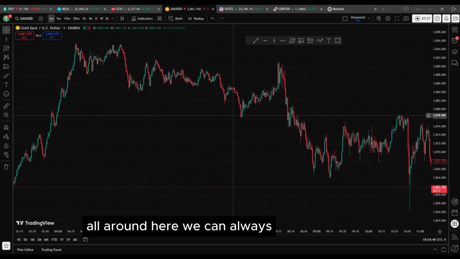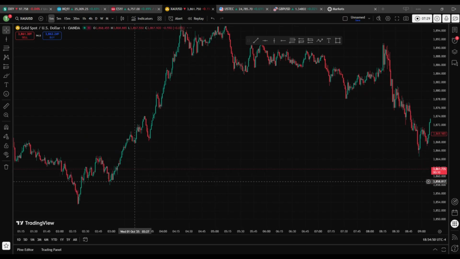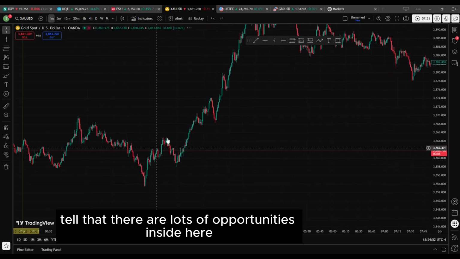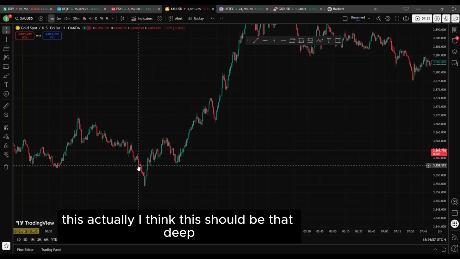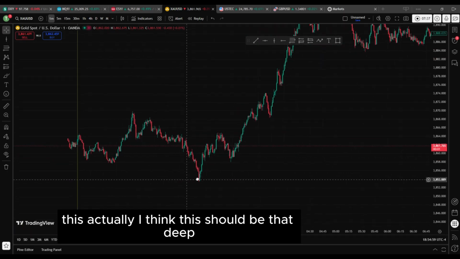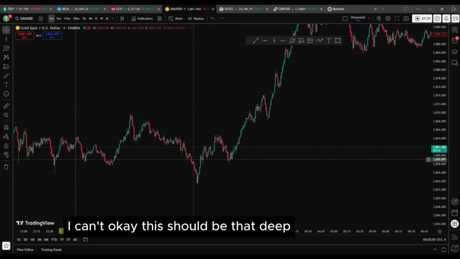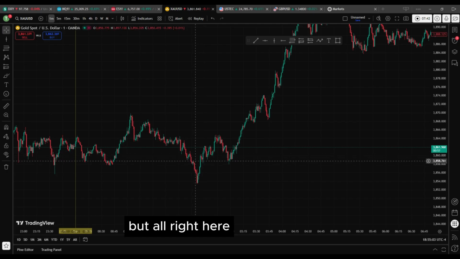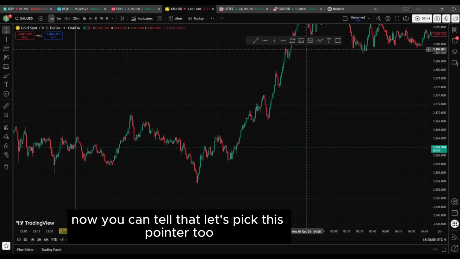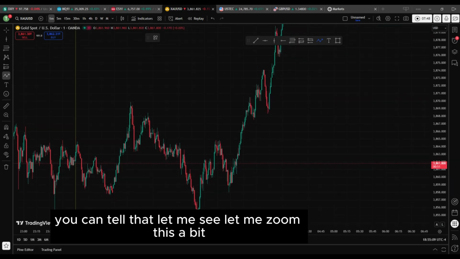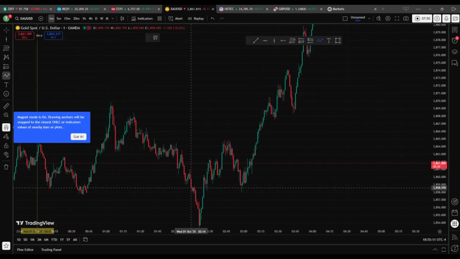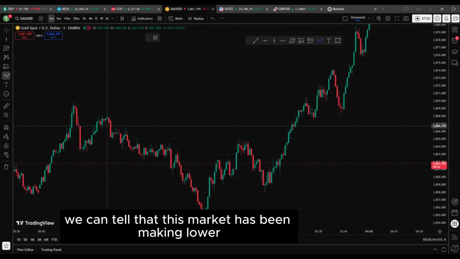All around here, we can always tell that there are lots of opportunities. Now, I think this should be that deep. Okay, this should be that deep, but right here, let's take this pointer tool and zoom this up a bit. We can tell that this market has been making lower lows from here.